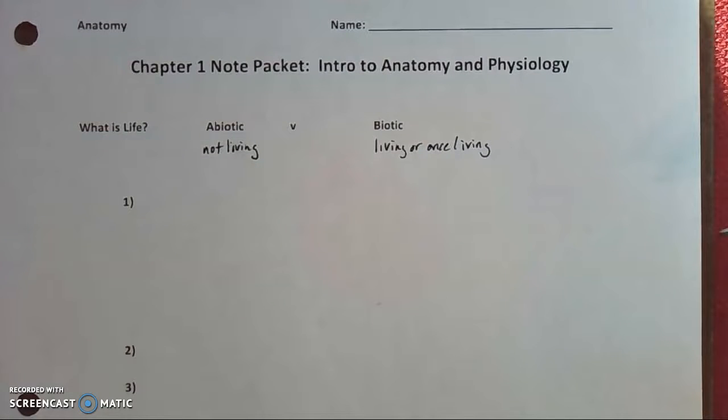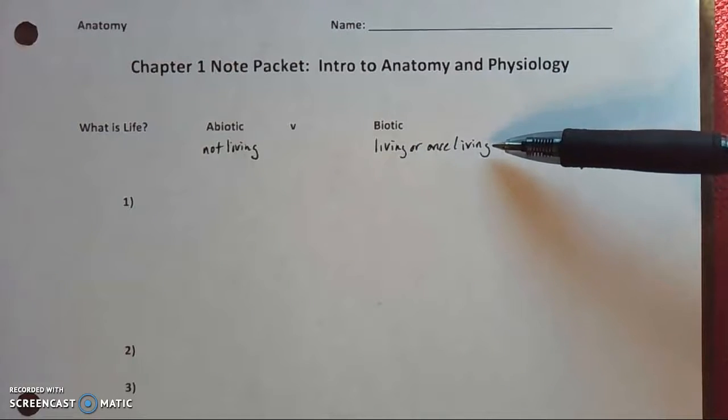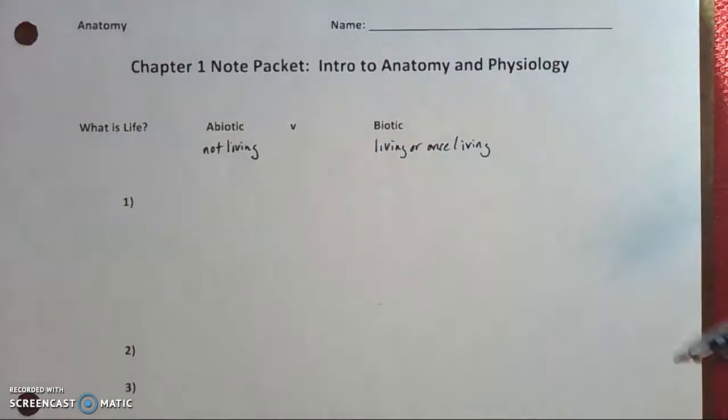So something like cotton fiber, well, cotton was once a living plant, so cotton fiber would be considered biotic origins, but something like a crystal of quartz is abiotic. It was not derived from living material. Of course, we're studying the human body. The human body is biotic. So what makes something alive?